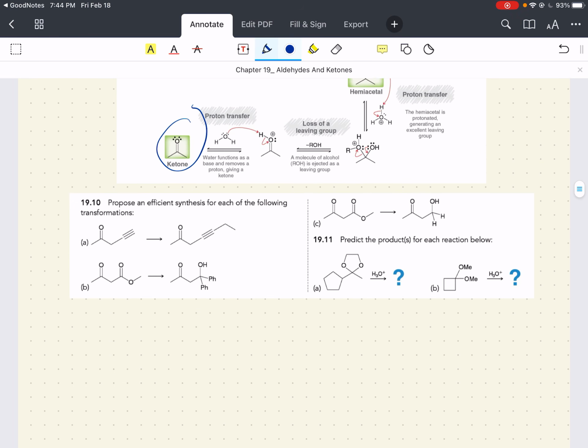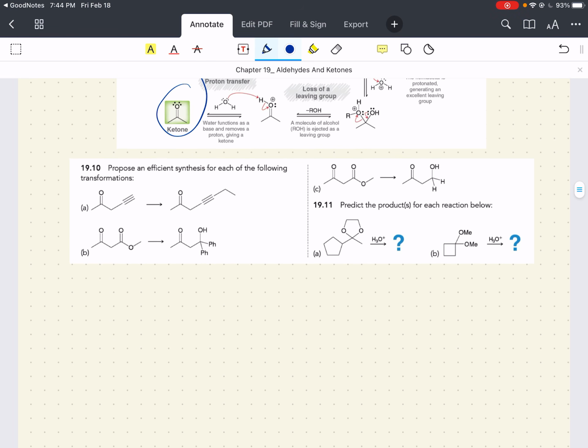Now what we really want to do is a few practice problems to make sure that we conceptually understand this. So let's look at this first problem right here. Propose an efficient synthesis for each of the following transformations. So we want to go from this to this.